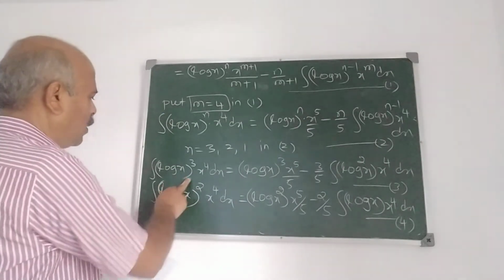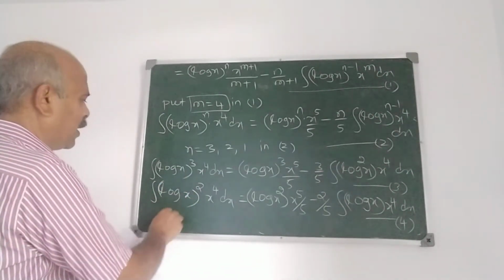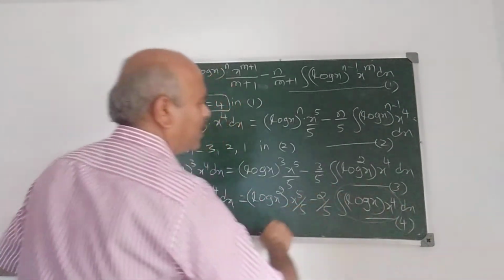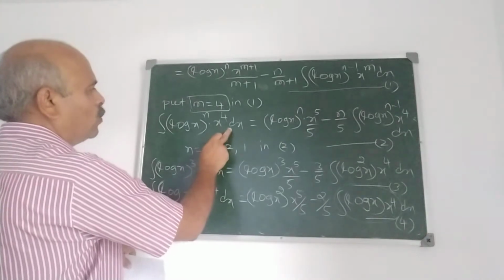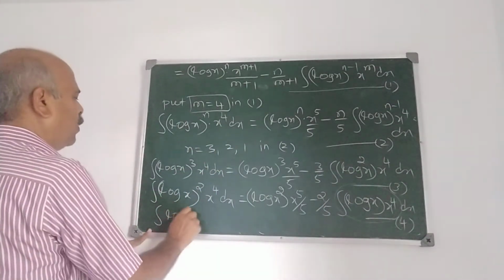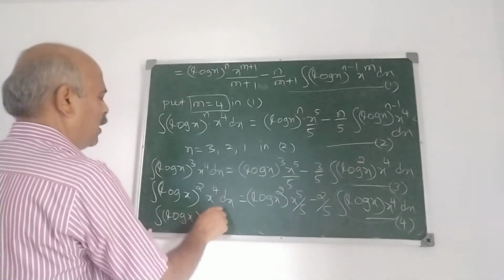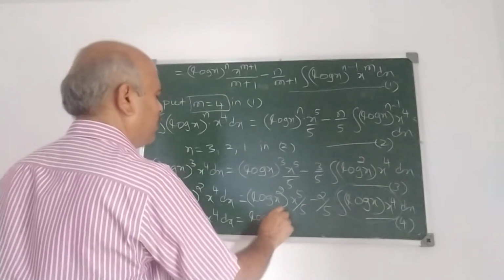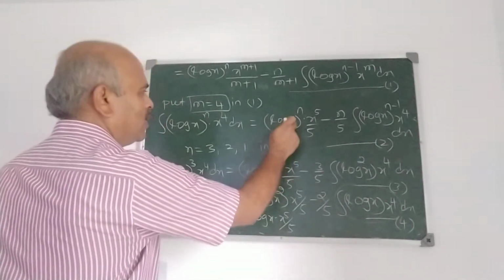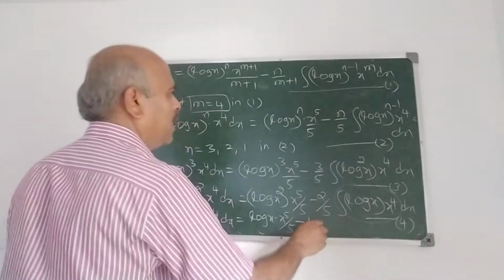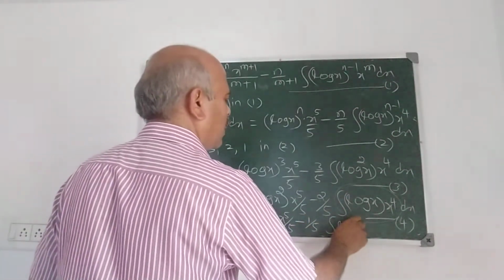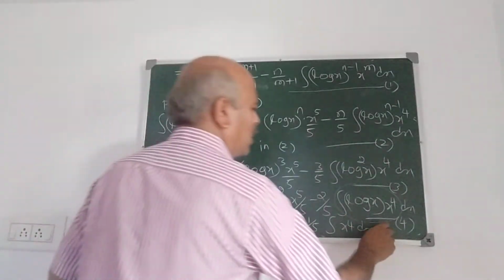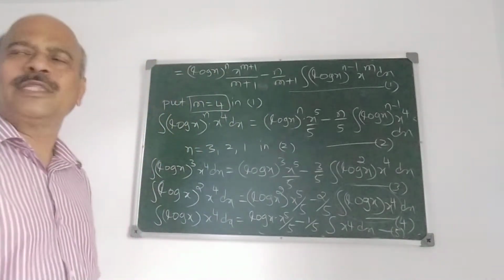Now we have x raised to 4 log x cube, x raised to 4 log x square, and x raised to 4 log x. How do you obtain x raised to 4 log x? Substitute n is equal to 1 here. We get integral log of x into x raised to 4 dx is, n is 1, log of x into x raised to 5 by 5 minus 1 upon 5 integral log of x raised to 0, so we get only x raised to 4 with respect to x. Take this as 5.